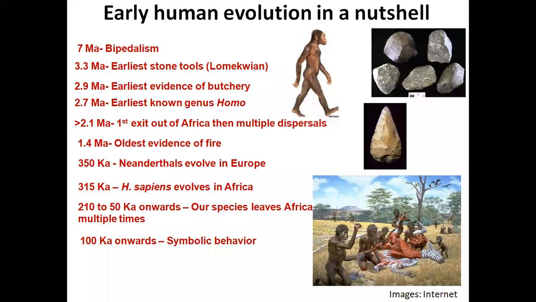And then we have species evolving in different locations. The Homo sapiens is appearing in Africa, but the Neanderthals, which all of you are familiar with, are evolving in Europe. They're appearing there for the first time. So we have human evolution taking place outside of Africa also, not just Africa. And then we have multiple dispersals between 200,000 and 50,000 of Homo sapiens. Sometimes the earlier populations reach, for example, Israel or the Levant. Later on, they reach China, India, and Europe.